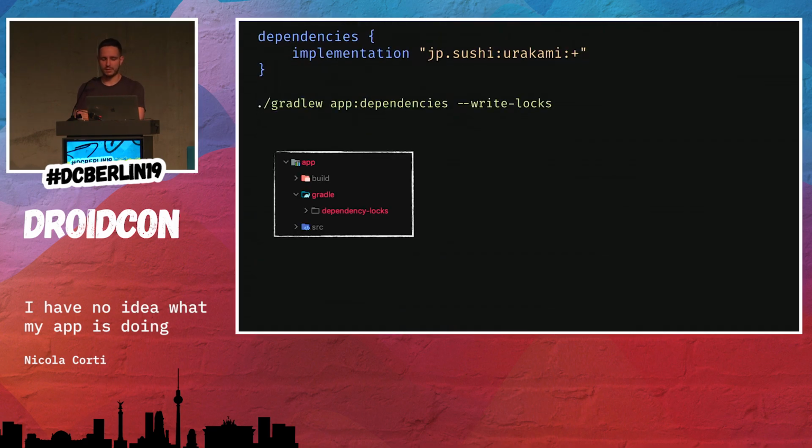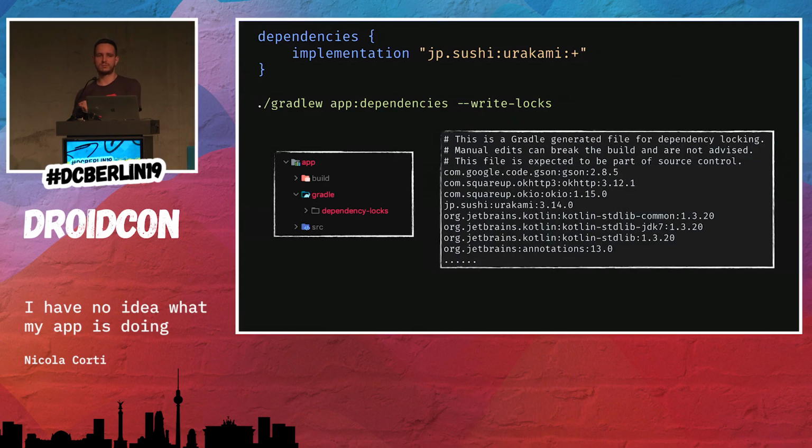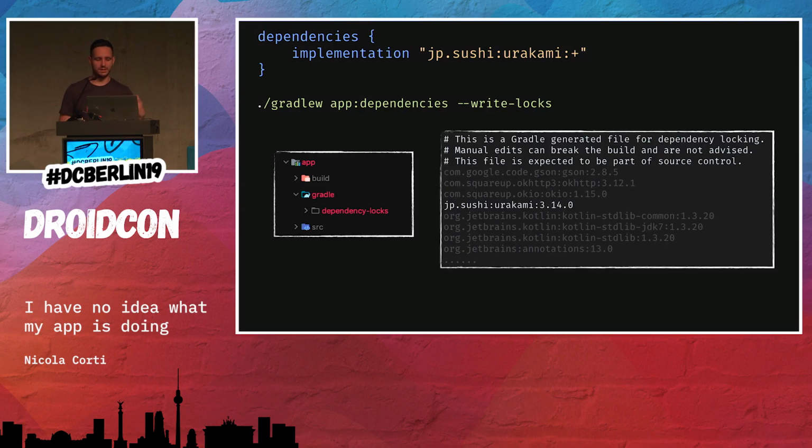You will have a Gradle folder with a dependency lock file inside, and this file will contain the resolved version of all of your dependencies, not only the ones that you define, but all the transitive dependencies your build is fetching. For example, here we can see that Uramaki is at version 3.14. All the subsequent builds of Gradle will keep on using those fixed locked versions. You can obviously update them.